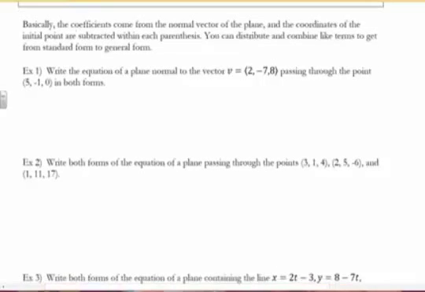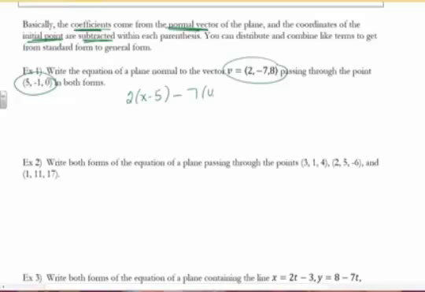So basically what happens is your coefficients come from the normal vector, and the coordinates of the initial point are subtracted from your x, y, and z inside of each parentheses. So if we were to write the equation of a plane normal to 2, negative 7, 8, and passing through 5, negative 1, 0, I'd get 2 times x minus 5 minus 7 times y plus 1 plus 8 times z minus 0 equals 0.